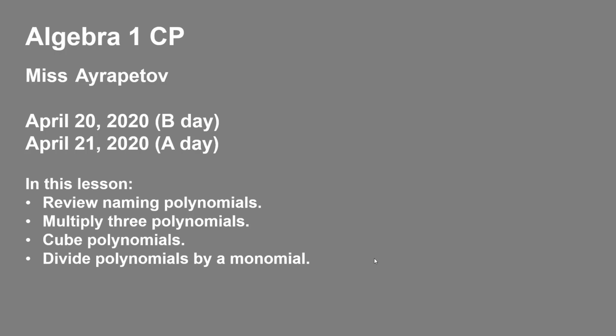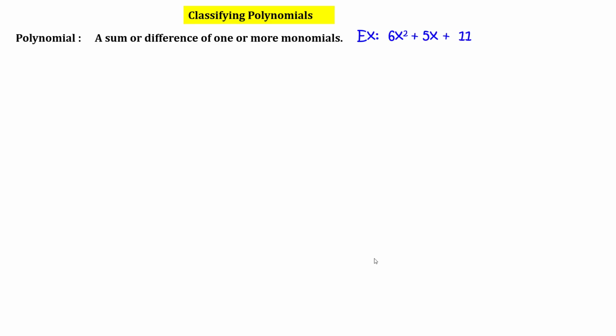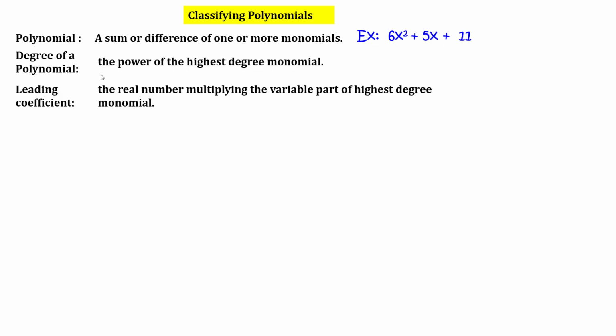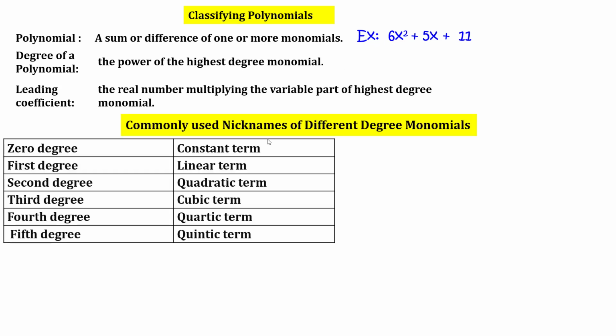Okay. So let's review what polynomials are. A polynomial is the sum or a difference of one or more monomials, one or more algebraic terms. So this is an example of one, 6x squared plus 5x plus 11. The degree of a polynomial is the power of the highest degree term. So this polynomial has degree 2 because the highest power is 2. The leading coefficient is the real number multiplying the variable with the highest degree monomial. So in this case, 6 is the leading coefficient.